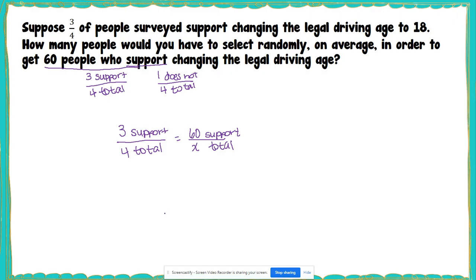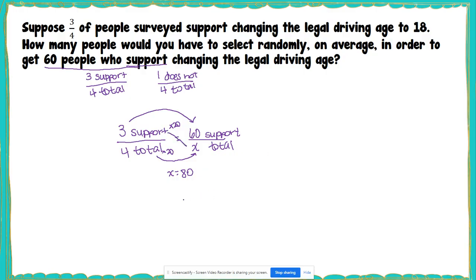And now I can solve. I know that to get from 3 to 60, I would multiply by 20. 3 times 20 gives me 60. So to get from 4 to x, I would also multiply by 20, and 4 times 20 would give me 80. You can also, in this case, cross multiply and make an equation.